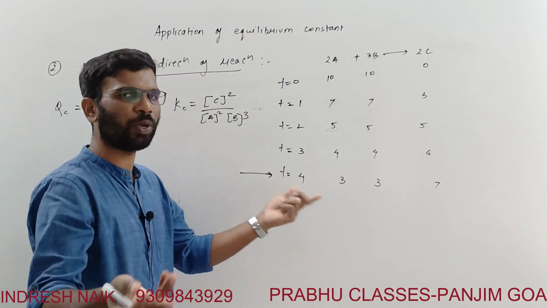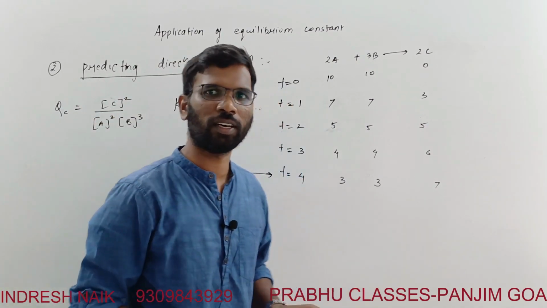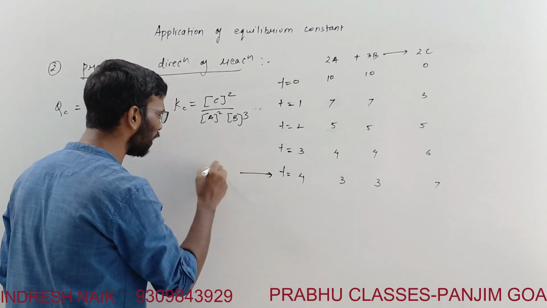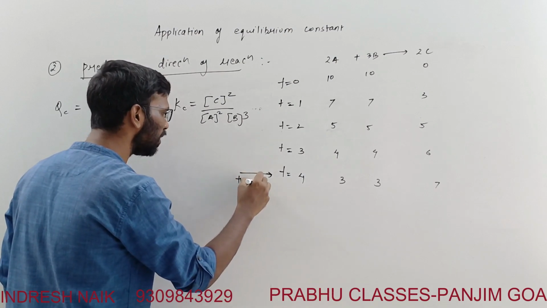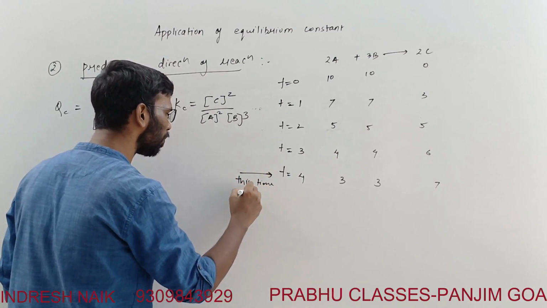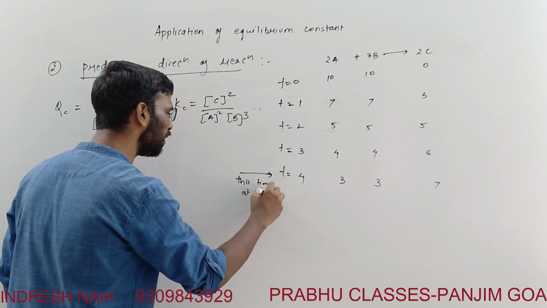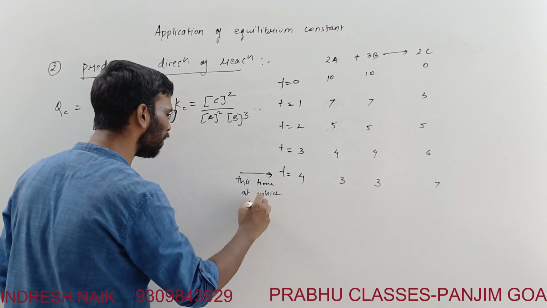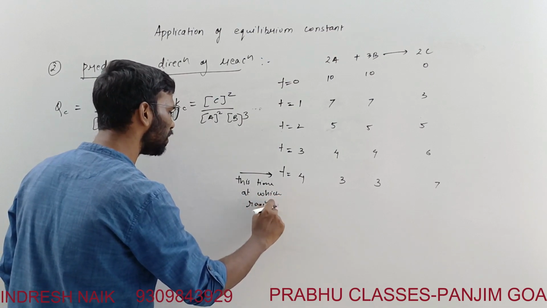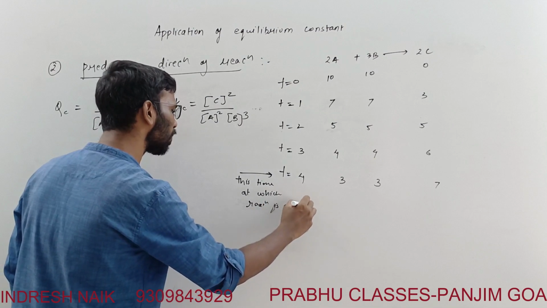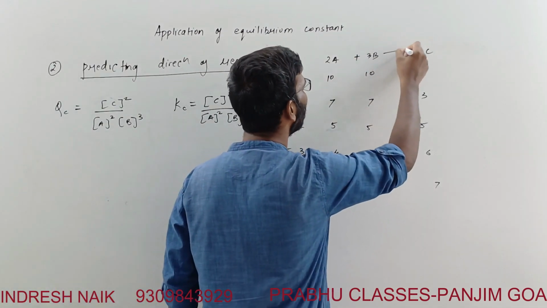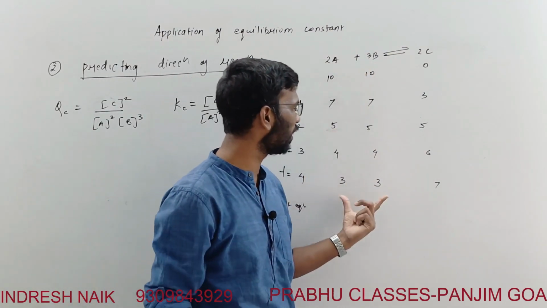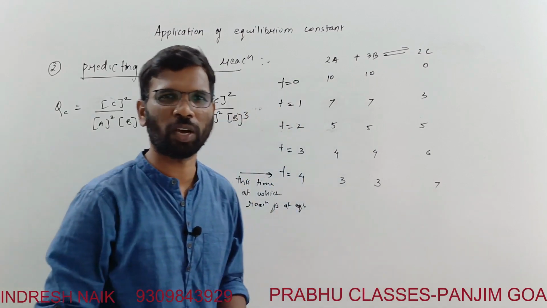This is something experimental. Just by looking at the reaction, you cannot figure out whether the reaction is at equilibrium or not. So at this time t equal to 4 minutes, the reaction is at equilibrium, where the concentration of the reactants has become 3 and 3 and that of the product has become 7.